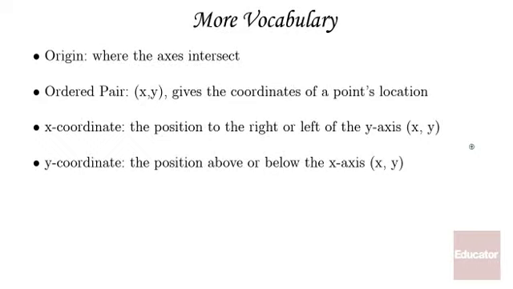The origin is where the axes intersect. An ordered pair, represented by an x value and a y value, gives the coordinates of a point's location. The x-coordinate is the position to the left or right of the y-axis. That's the x-coordinate, and it always comes first. The y-coordinate represents the position above or below the x-axis, and it always comes second. One way that you can remember how the ordered pair comes is that it's alphabetical order. X always comes before y.